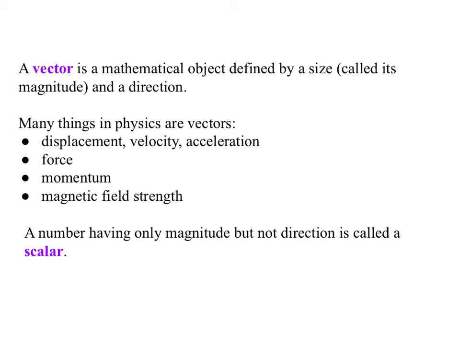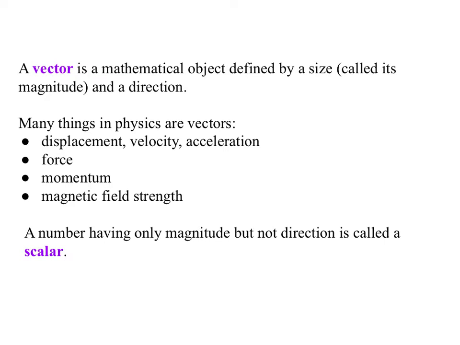Things we haven't run into yet, but we will later, are things like forces or momentum or the strength of a magnetic field. On the other hand, a number that has only magnitude, but might still have units, but does not have a direction, is called a scalar. This might be things like your temperature, or your height, or your mass, or the number of eggs in a dozen. These are things that don't have a direction associated with them, a spatial direction.